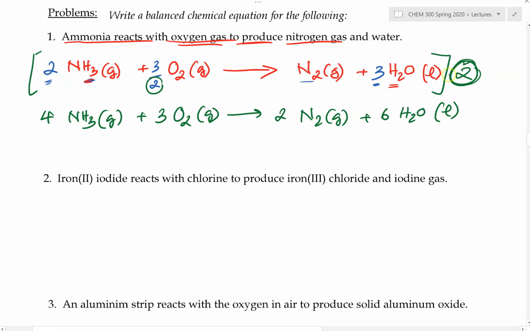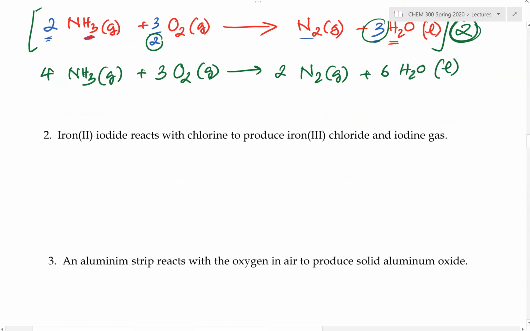Now you would only distribute this to the coefficient, but not the subscript in the chemical formula. Because if we were to change the subscripts in the chemical formula, that will change the identity of the substance. So we're not balancing the chemical equation anymore, but we are changing the identity of the substance, and that's not good. So only distribute this to the coefficient.